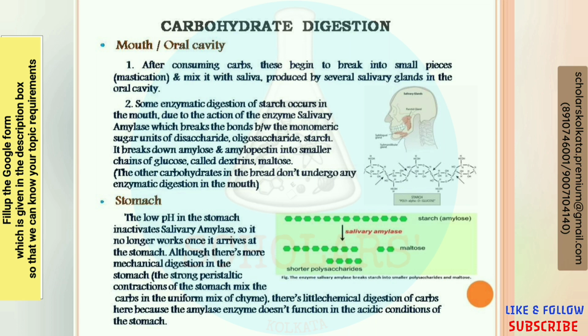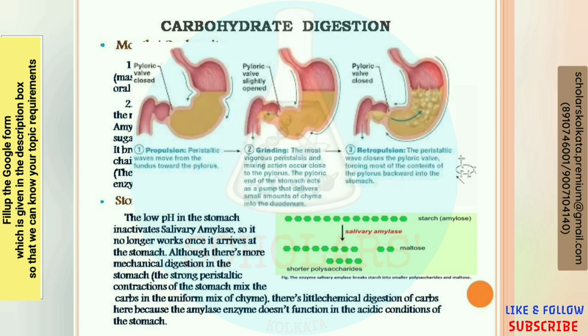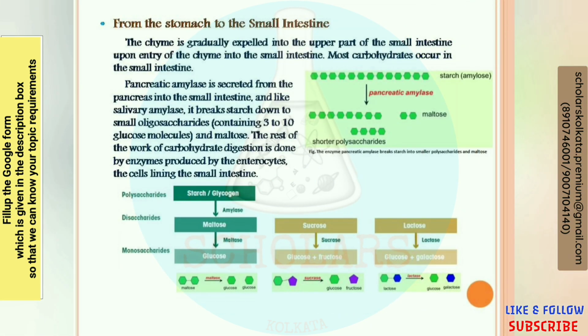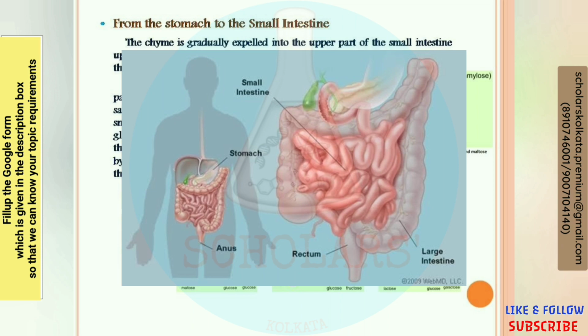In this mechanical digestion, the carbs are mixed into a uniform mix of chyme, which is formed from the mixture of the digested food and the gastric juices. The carbs and the chyme are mixed with each other due to the strong peristaltic contractions of the stomach. And this mixture of carbohydrate and chyme helps to progress the whole digestive process of carbohydrates. Now the whole mixture is gradually expelled from the stomach into the upper part of the small intestine.